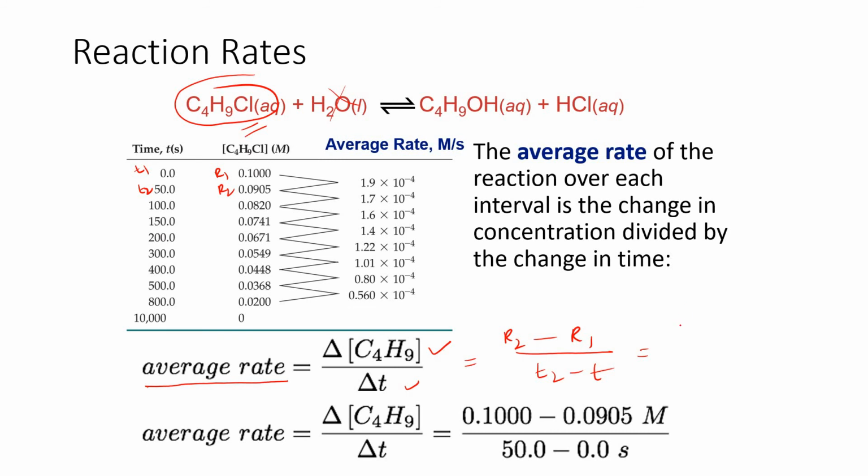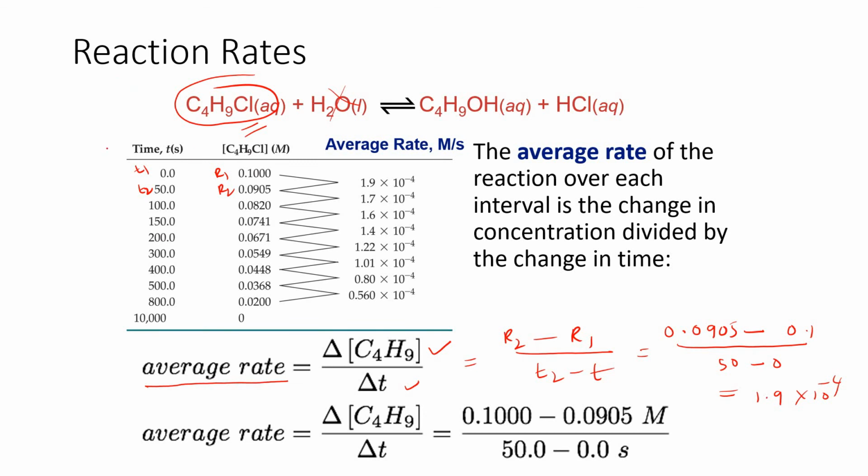Now R2 equal to how much here? 0.0905 minus R1 will be 0.1 divided by T2 is how much? 50 minus T1 will be 0. Now if you substitute everything, you are going to get how much answer? 1.9 into 10 to the power of minus 4.